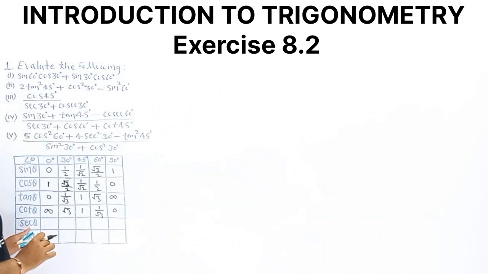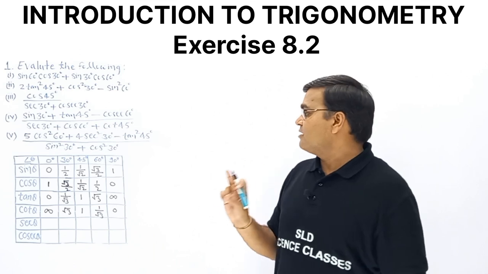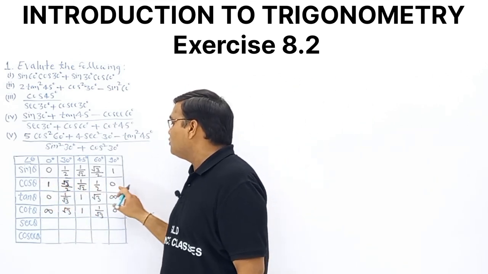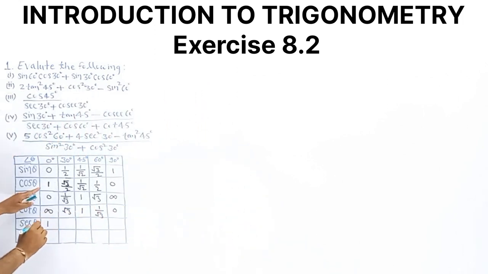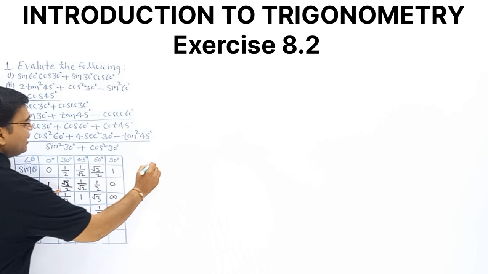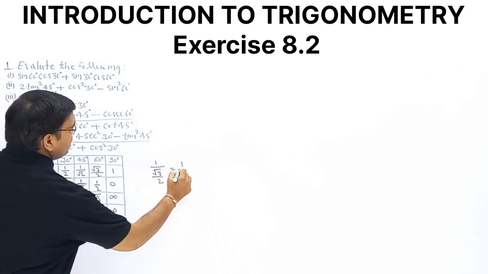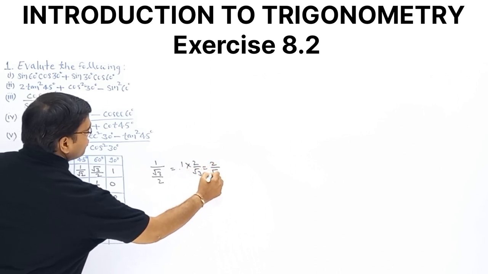Now sec theta will be what? We know that sec theta is the reciprocal of cos theta. So 1 upon these values. 1 upon 1 will be 1. 1 upon square root of 3 by 2 can be written as 1 into 2 upon square root of 3. When we solve, we get 2 upon square root of 3.